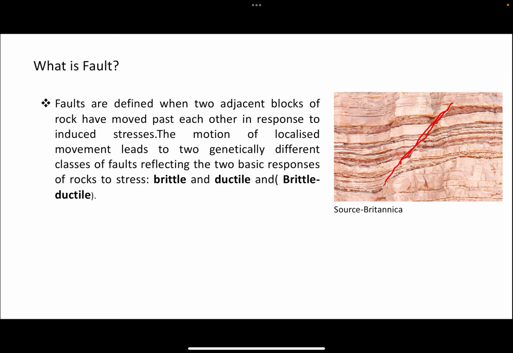The localized movement leads to genetically different classes of fault, reflecting two basic responses of rock to stress. One is brittle, another is ductile, and their combination is known as brittle-ductile.